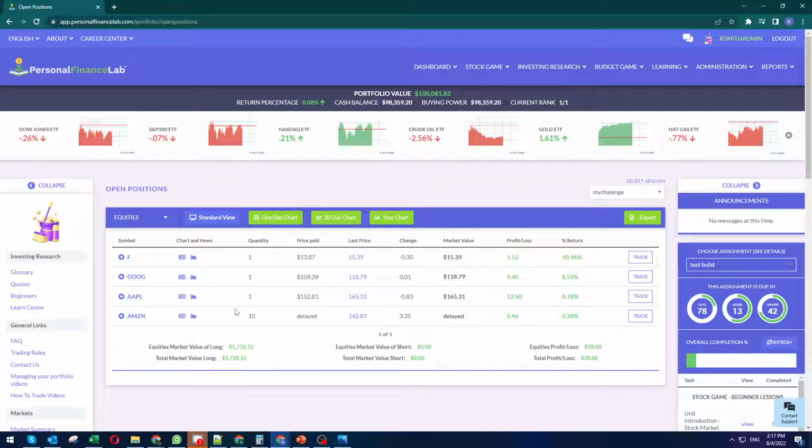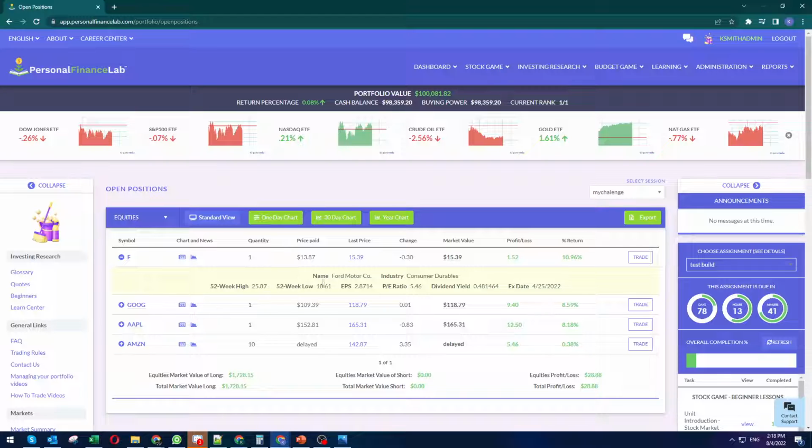When students are looking at their portfolio, there's a few different ways to do it. This one we call the standard view. It just lists all the stocks and different investments they're owning in order. They can see what the total value is, the profit and loss, the percent returns. If they click the little plus button, it'll actually show them a little bit more information about the company, the industry, things like that. But they can also look at this as charts.